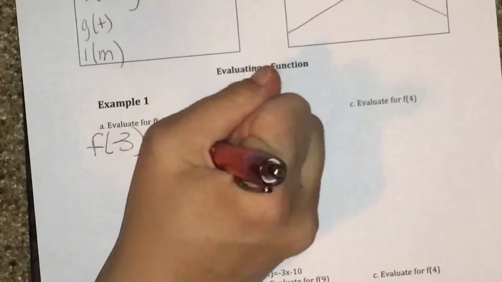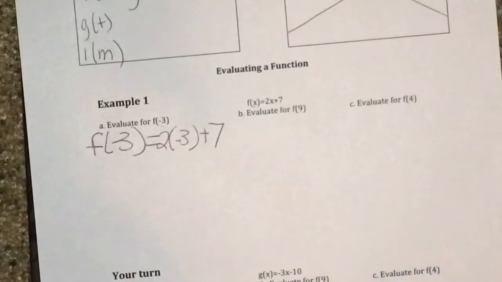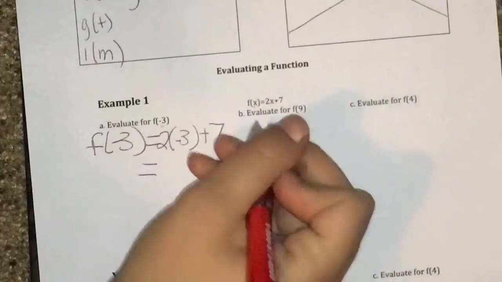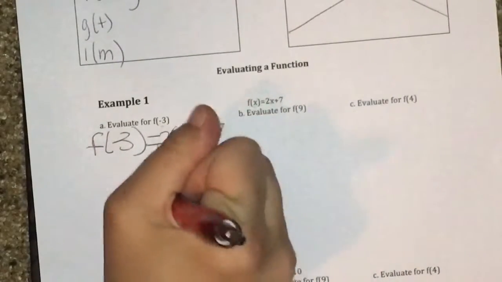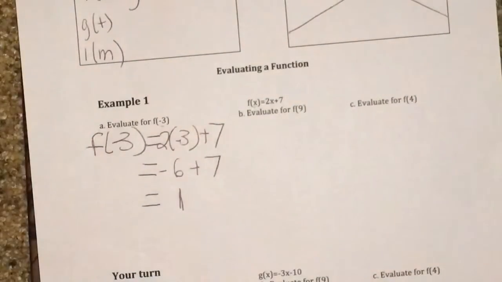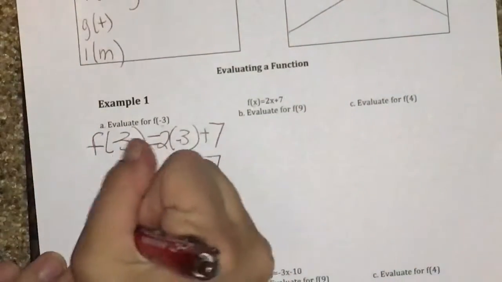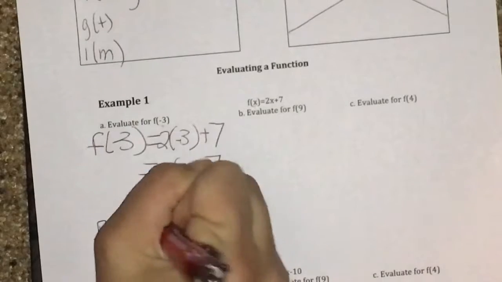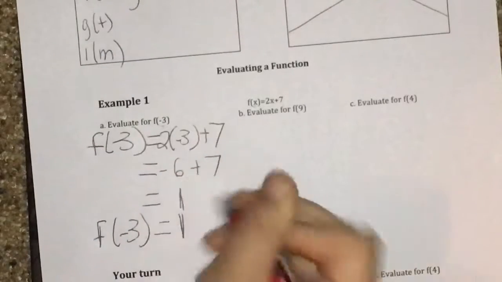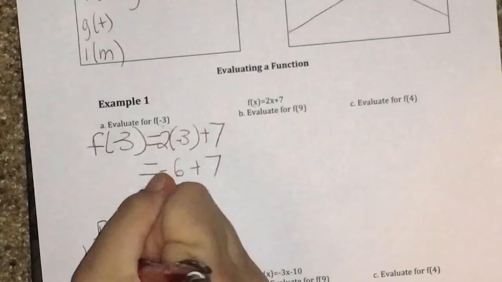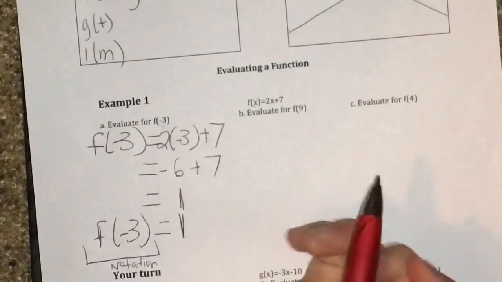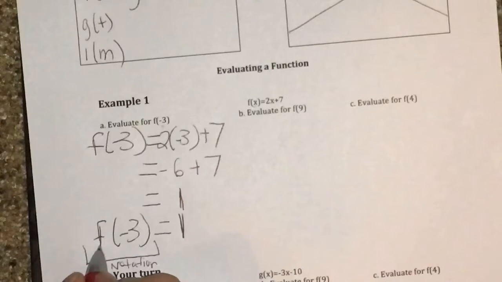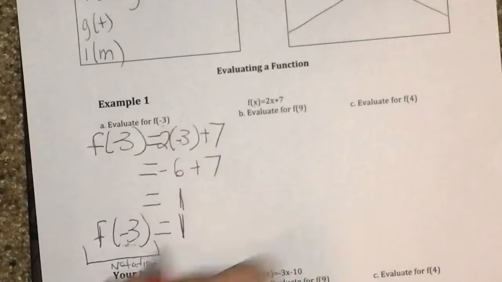2 times negative 3 plus 7. Well, what is 2 times negative 3? That's negative 6 plus 7, which is 1. So f of negative 3 is equal to 1. All this is just notation. It doesn't really mean anything else. All it means is that you're taking the x value and you're plugging it in.